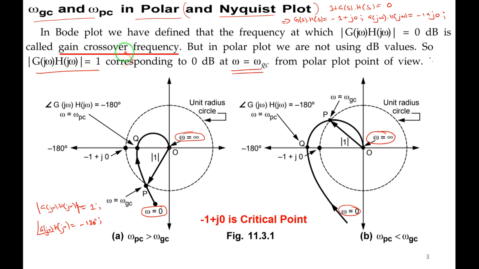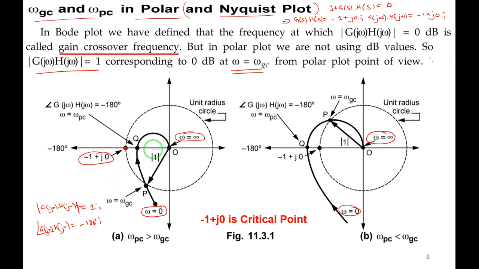In order to get the gain crossover frequency from the polar plot, we will use the magnitude condition. We know that the magnitude of G(jω)H(jω) equals 1, so we will draw the unit circle having the magnitude of 1. We will mark here the point minus 1 plus j0. Keep your compass at the origin, with magnitude 1. This point is minus 1 plus j0.